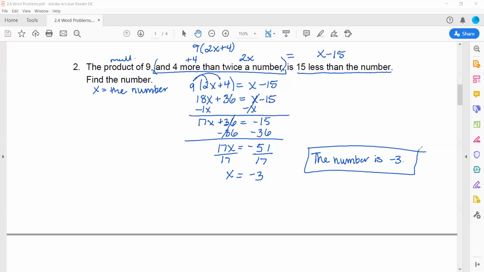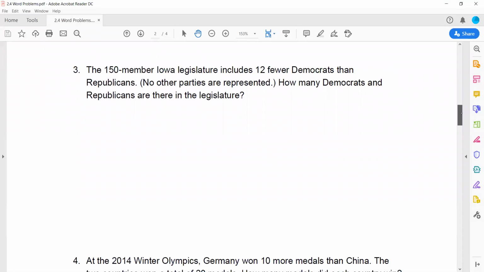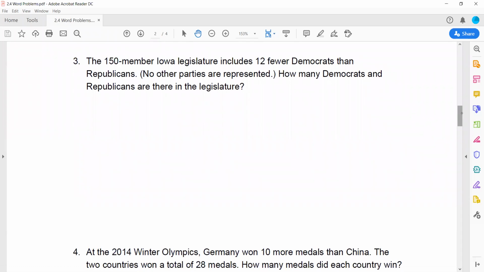All right, now let's go ahead and take a look at some more application-based problems. So this first one here, we're talking about legislatures. And so we have a 150-member Iowa legislature, which includes 12 fewer Democrats than Republicans. And there are no other parties represented. And we want to know how many Democrats and Republicans there are in the legislature.